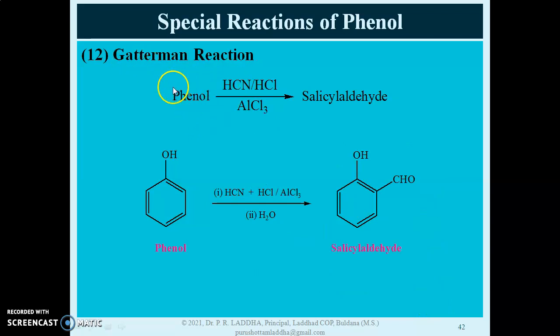Gattermann reaction: when phenol is treated with HCl in presence of HCl and AlCl3, that gives us salicylaldehyde. So phenol treated in presence of HCl and AlCl3 will give us salicylaldehyde. So these are the reactions of phenol. Thank you.